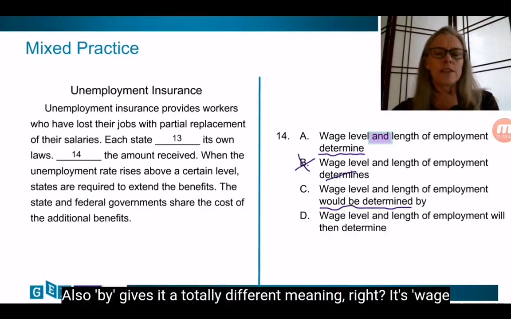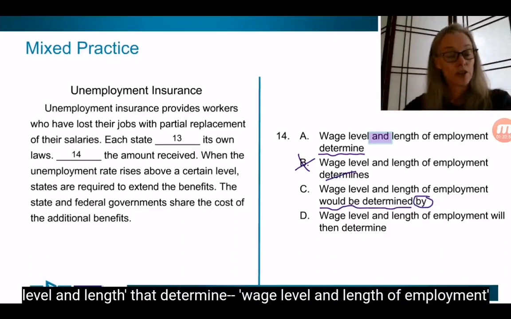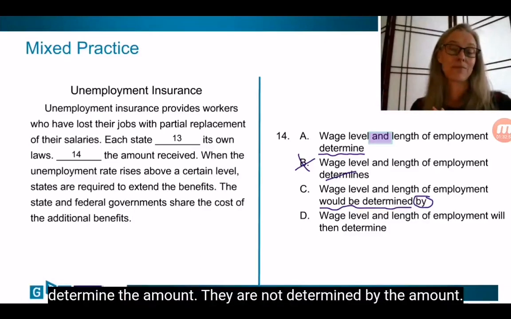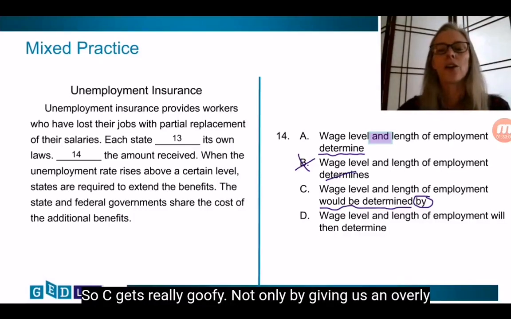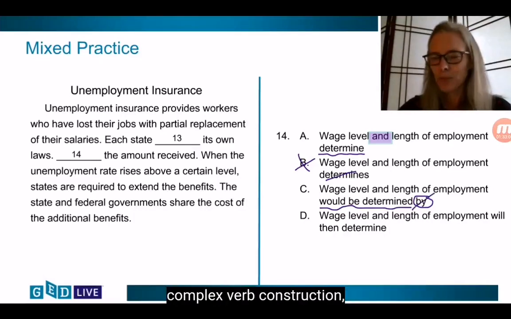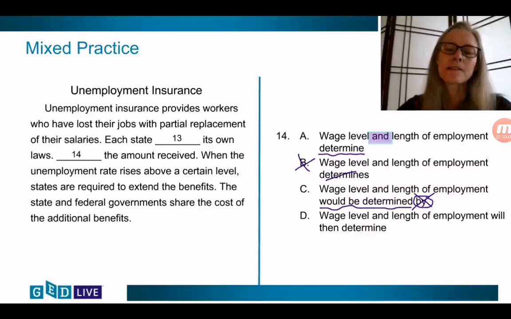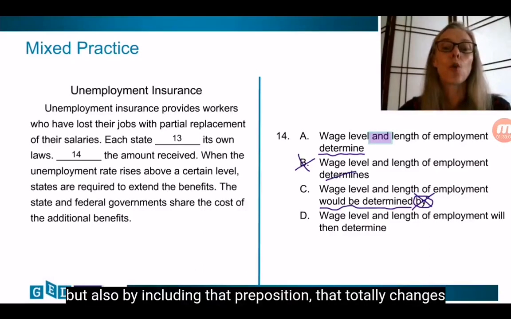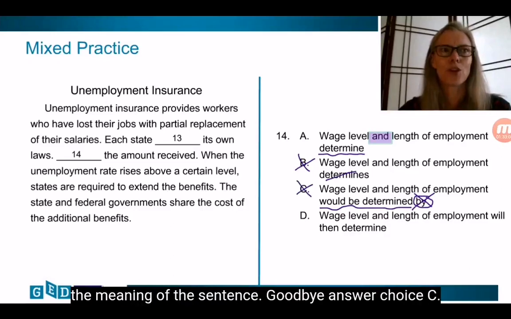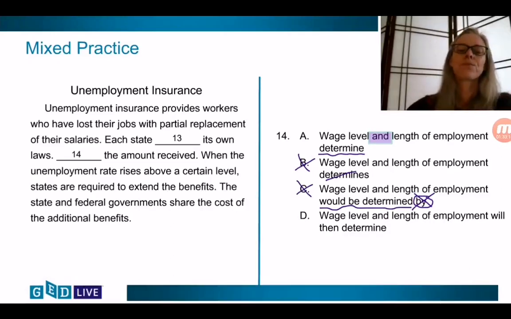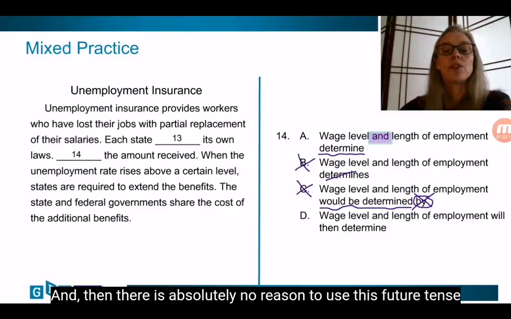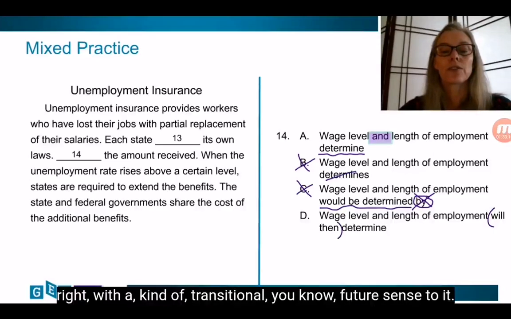Also, by gives it a totally different meaning, right? It's wage level and length of employment determine the amount. They are not determined by the amount. So C gets really goofy, not only by giving us an overly complex verb construction, but also by including that preposition that totally changes the meaning of the sentence. Goodbye, answer choice C.